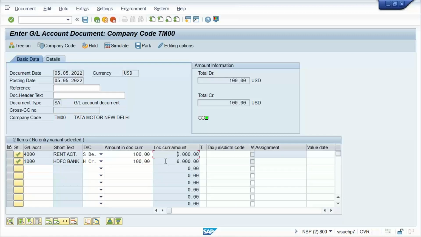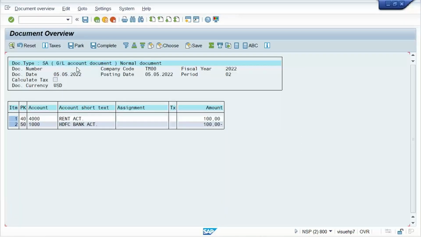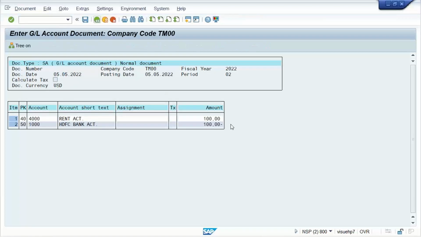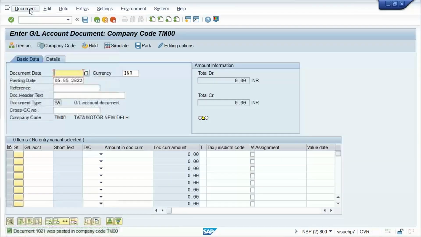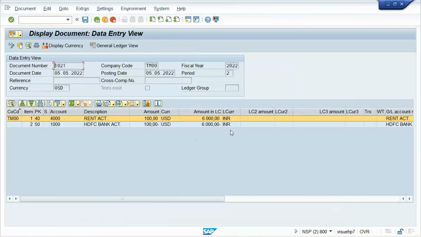Now look at here. Our rate is taking place. It means system is reading out the average rate, right? Average rate. System is going to read out this rate. So it means everything is fine, right? If you check here, if you simulate, right? Everything is fine. You just save it. So $100, right? You just display here. Here also you can check, right? So this is in local currency, right?